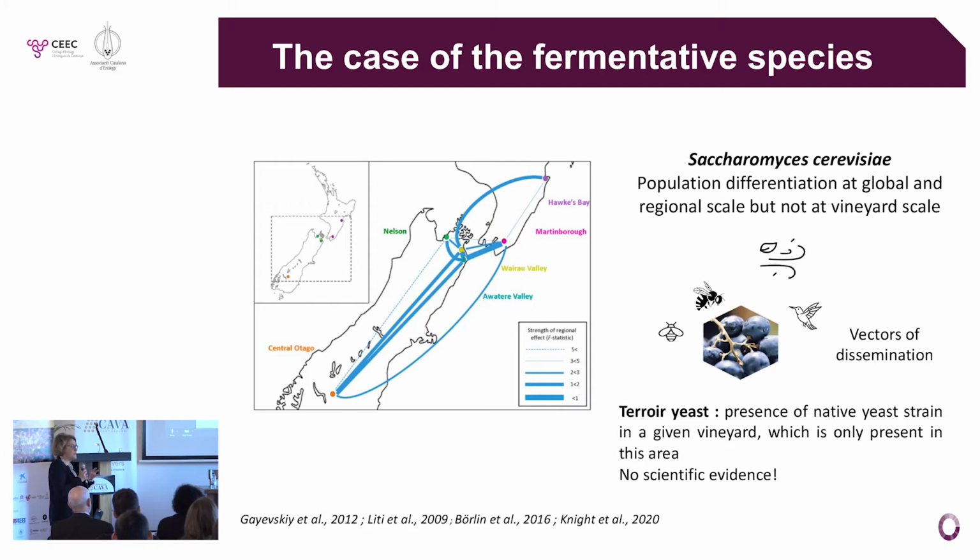So a kind of story that some specific strain will be unique to this vineyard, to this cellar. Until now, we don't have strong scientific evidence of that. Okay, so terroir is still an open question, but till now we don't have scientific data that will support this idea of the existence of terroir.